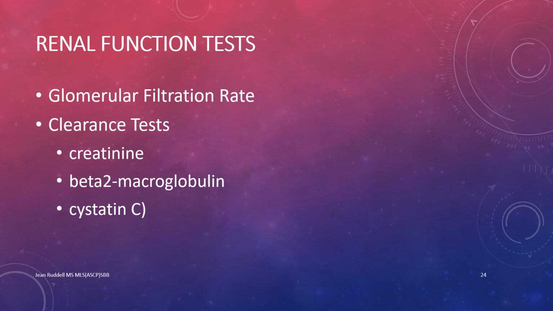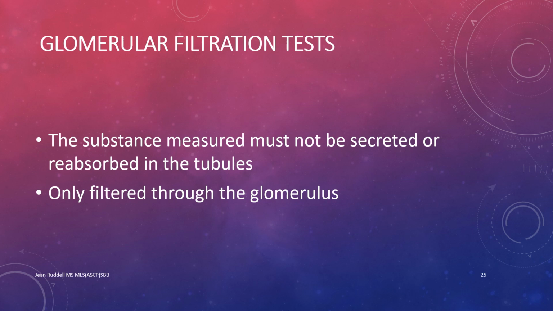Renal function tests include glomerular filtration rate or clearance tests for creatinine, beta-2 microglobulin, and cystatin C. Glomerular filtration tests. A glomerular filtration test must measure a substance that is filtered through the glomerulus and is not secreted or reabsorbed in the tubules. The substance measured must be stable in the 24-hour urine container, readily available in the body, and have a consistent level in the body. We are measuring how much blood is filtered through the glomerulus. When this level is decreased, it indicates kidney disease or damage.